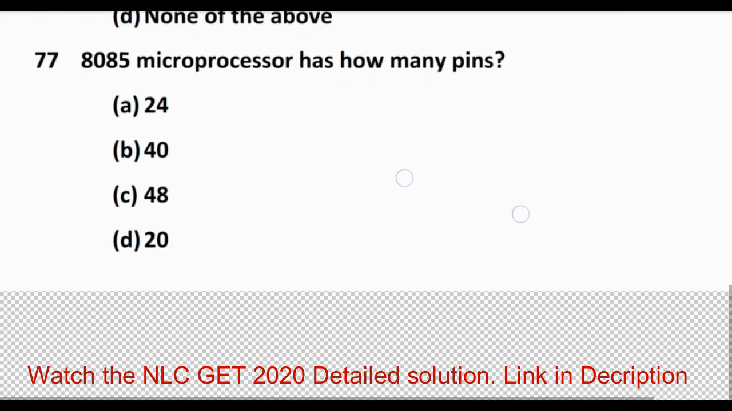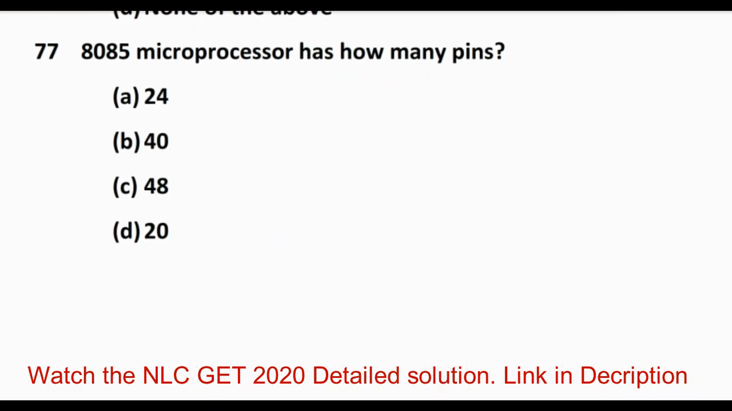Next question is question number 77. 8085 microprocessor has how many pins? This is a very simple question, but if you have no idea about the 8085 microprocessor, then you can make a mistake. Here the 8085 has 40 pins. 8085 has 40 pins, and it is an 8-bit processor.